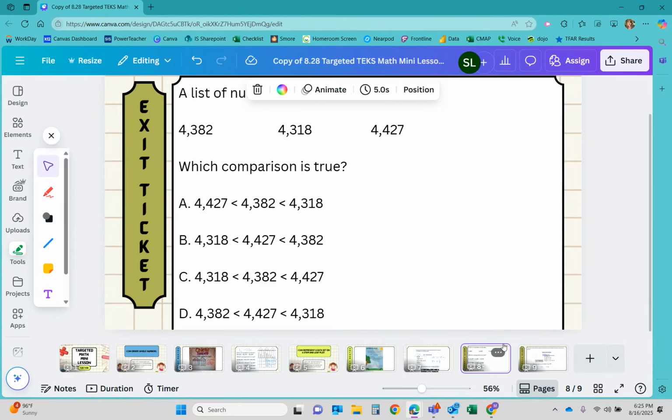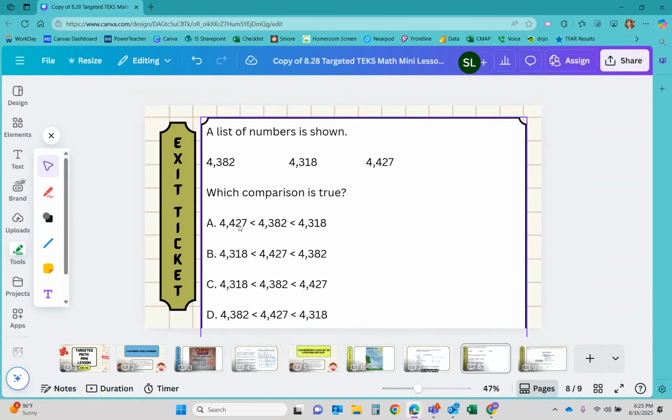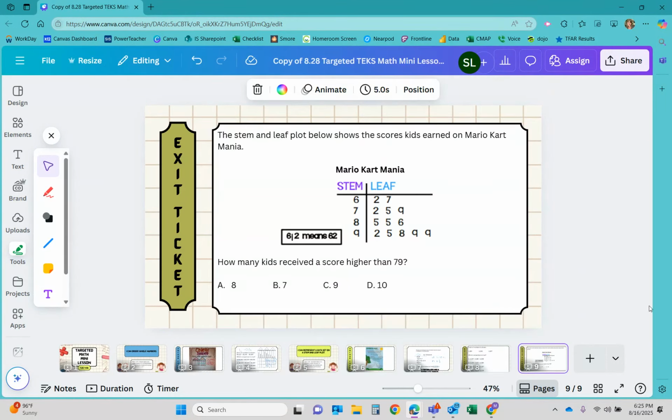All right. Here is your exit ticket for the day. Let me zoom out so you can see it. This one is over comparing numbers. And this one is over reading a stem and leaf plot.